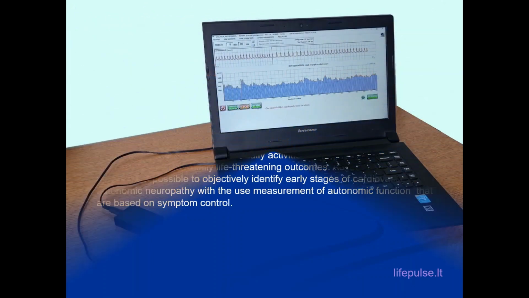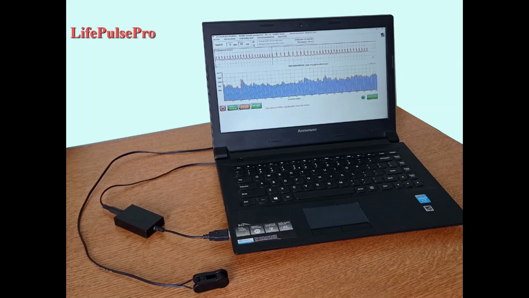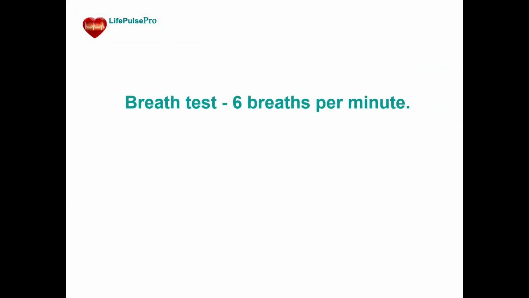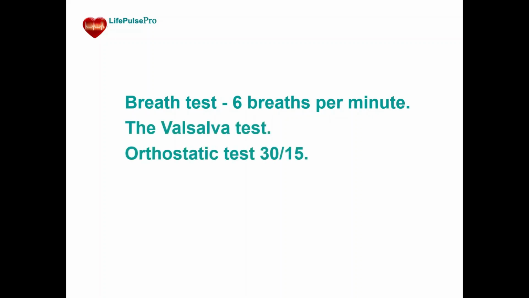Advances in technology now make it possible to objectively identify early stages of cardiovascular autonomic neuropathy with the use of measurements of autonomic function that are based on symptom control. The LifePulse Pro diagnostic system allows us to determine the manifestations of signs of autonomic neuropathy in a simple and accessible way. To do this, 3 functional tests are carried out. Breath test, 6 breaths per minute. The Valsalva test. Orthostatic test 30/15.